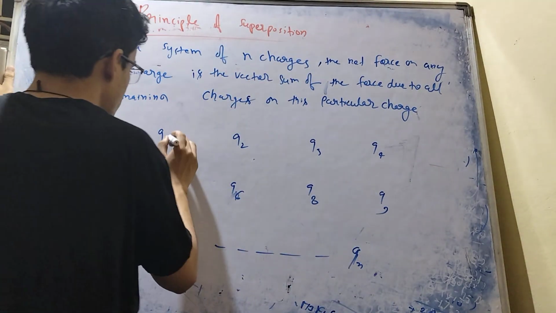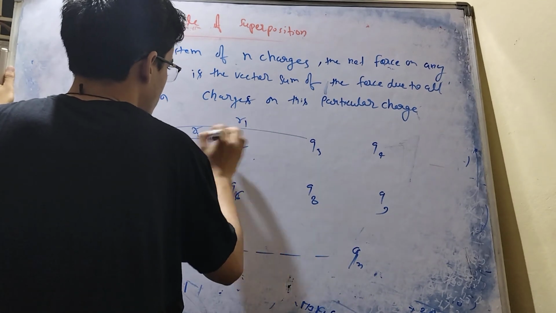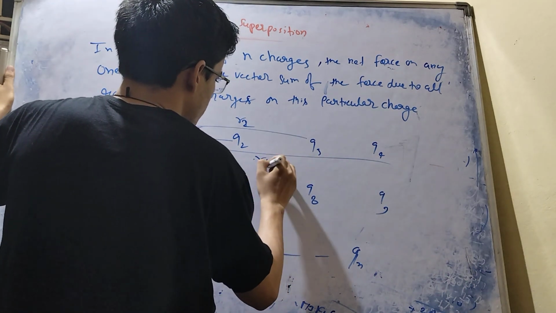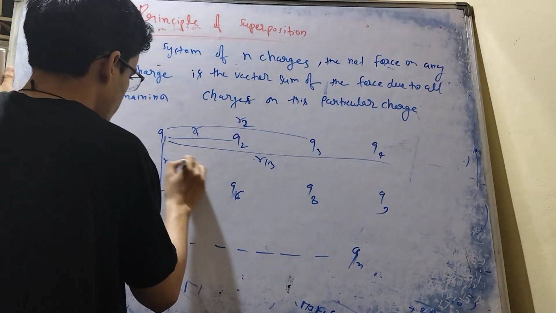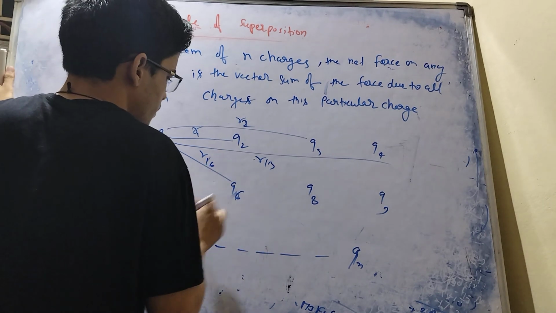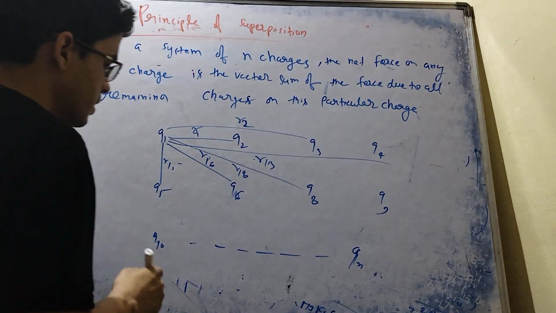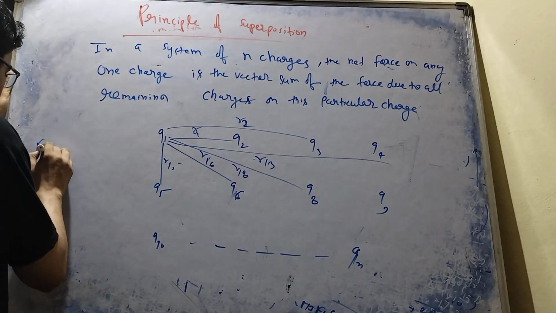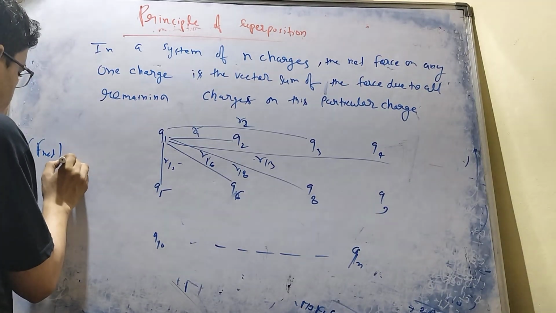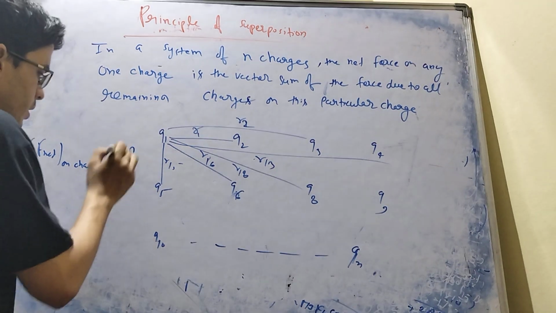Suppose these distances are R12, R13, R15, R16, R18, and so on. The number of charges is very large, right? So I am asking one question: tell me what is the net force on charge N? Calculate and tell me.